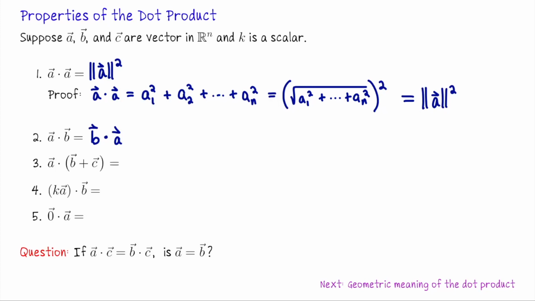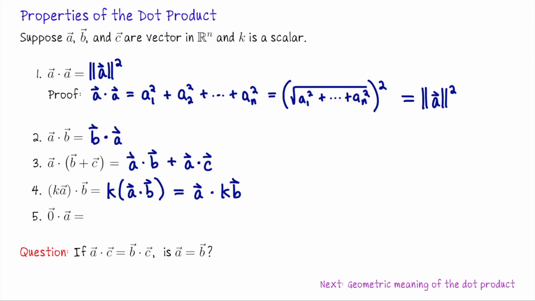Property number 3 tells us that the dot product is distributive. So vector A dot the vector sum of B and C, so A dot B plus C, is the same thing as A dot B plus A dot C. In the fourth property, I have vector A, which I would like to scale by k, and then dot with B. This property tells us that it doesn't matter when you actually do the scaling by k. So k times A dot B is the same thing as k times A dot B. I could do A dot B first and then scale that by k, or if you wanted to, you could do A dot kB.